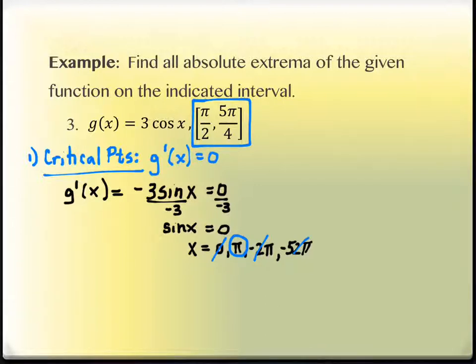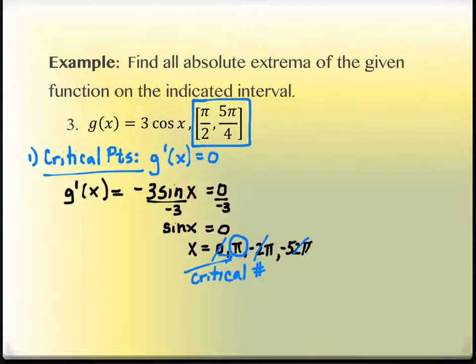Half of a pi and 1.25 of a pi. There's a whole pi, just one whole pi in between. So this right here is my critical value. This is the only one I get. So critical number or critical value. All right, so that's one thing I'm going to test. Now I know what my critical value is.